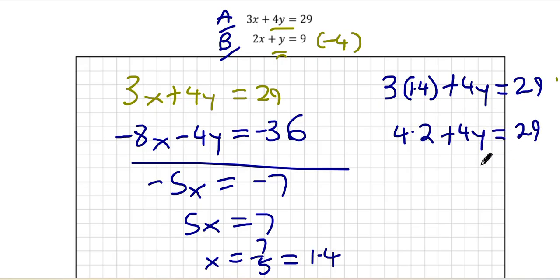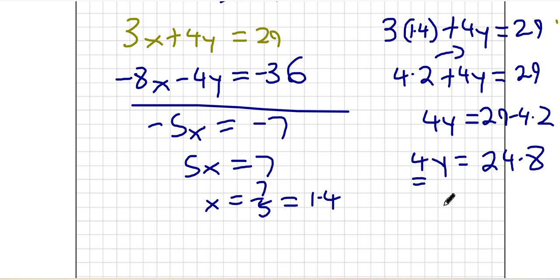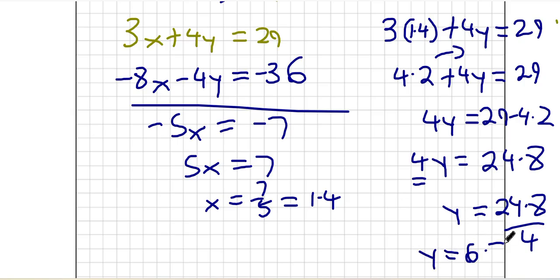The goal of the question is to get the y on its own. Is the y currently on its own? What has to leave first? And what happens when you do 29 take away 4.2? 24.8. And divide that by 4, because multiplication of 4 on the left means division of 4 on the right. 6.2. And y equals 6.2.